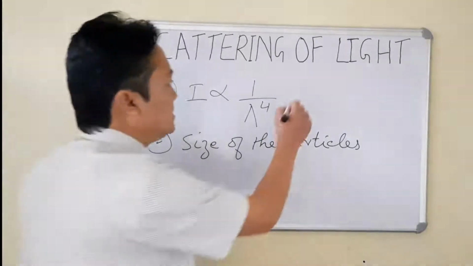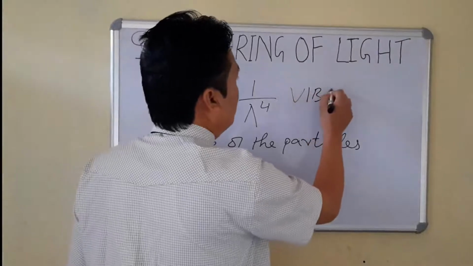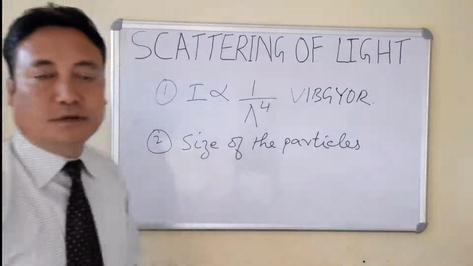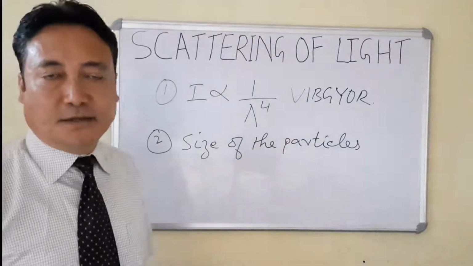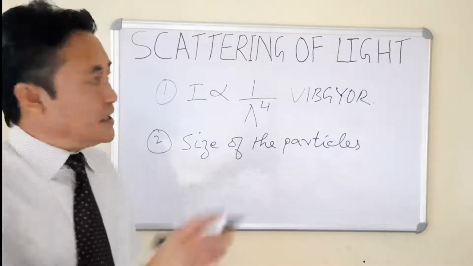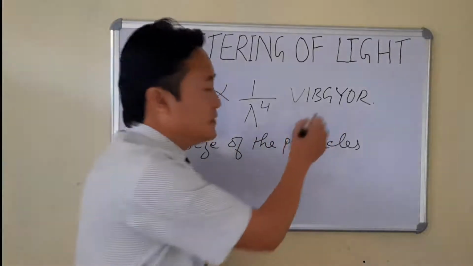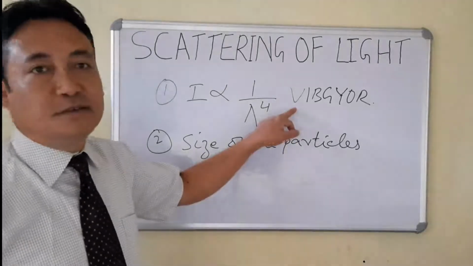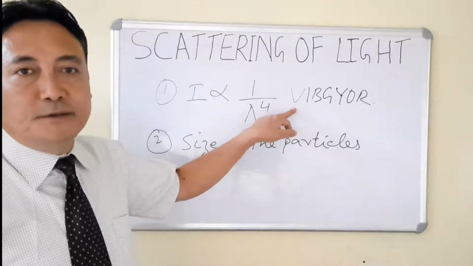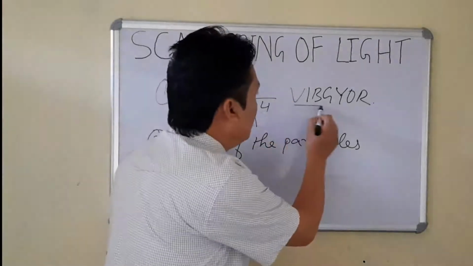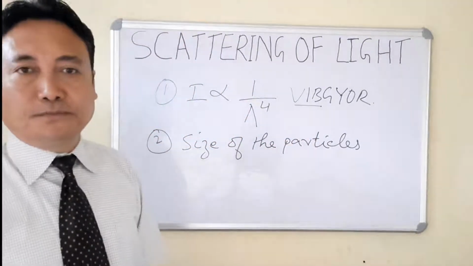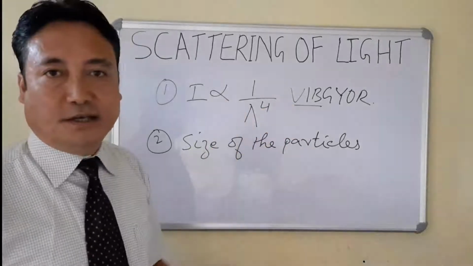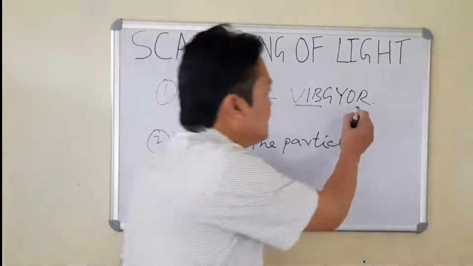Let us consider the 7 different colors: V, I, B, G, Y, O, R. This is the visible light. These are arranged according to increasing wavelength. Violet, indigo, and blue have shorter wavelengths, but the least wavelength is violet. And the maximum wavelength is red.